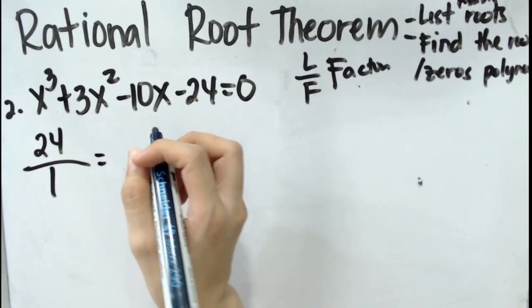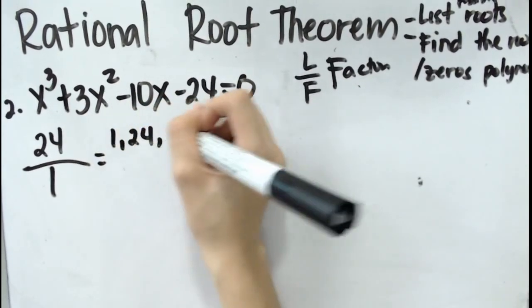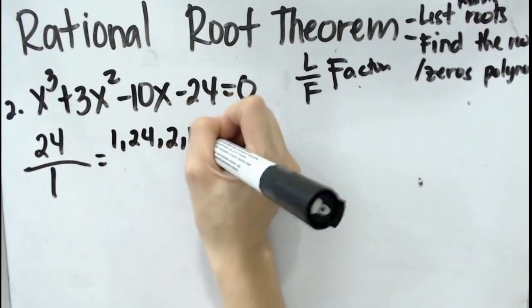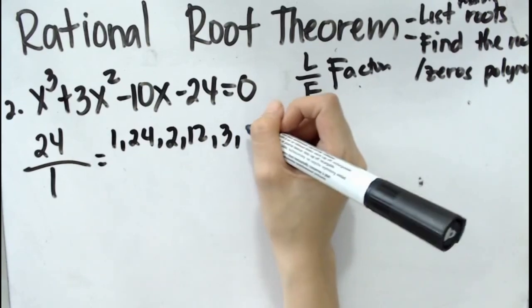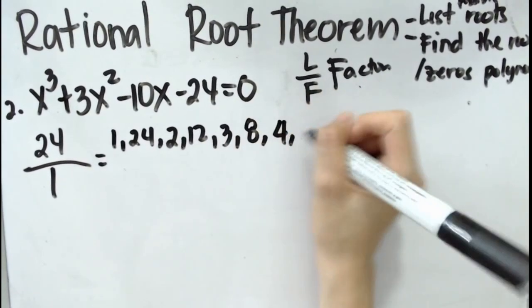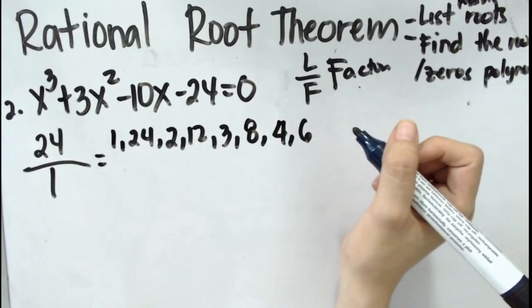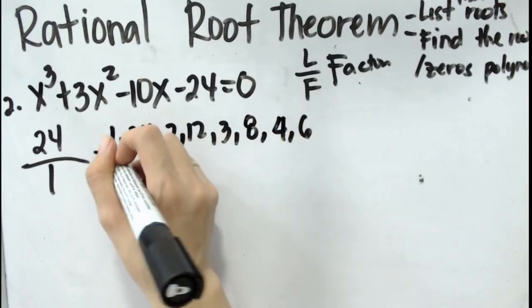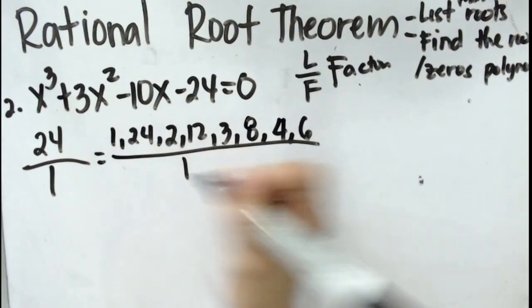What are the factors of 24? 1 and 24. 2 and 12, because 2 times 12 is 24. 3 and 8. 4 and 6. Okay, that's all the factors of 24. We have here also factors of 1, which is still 1.